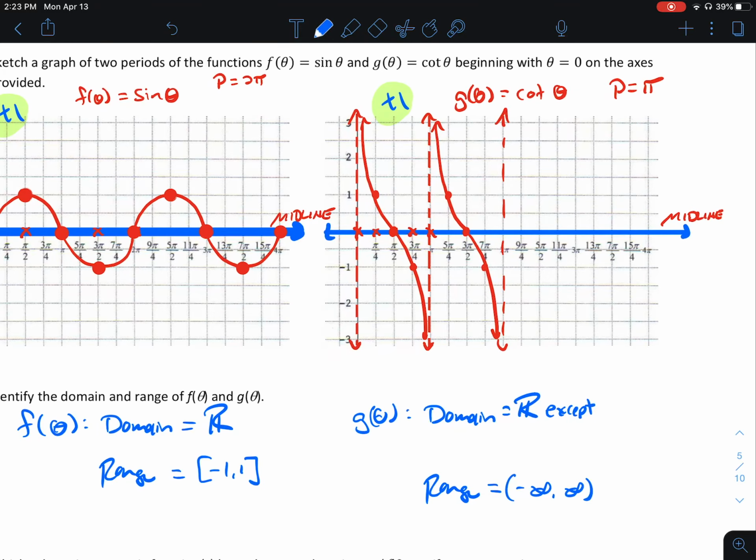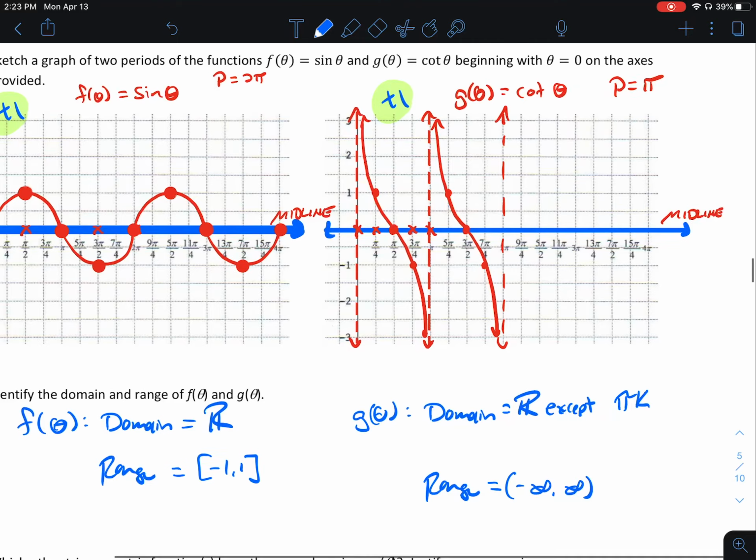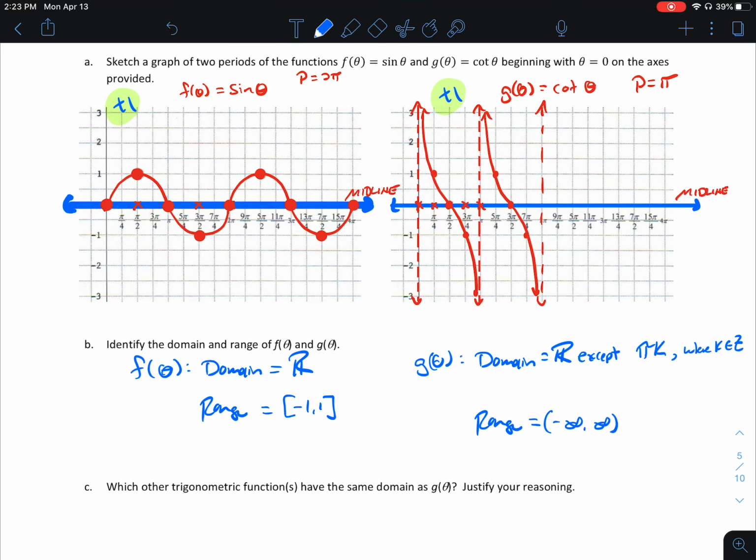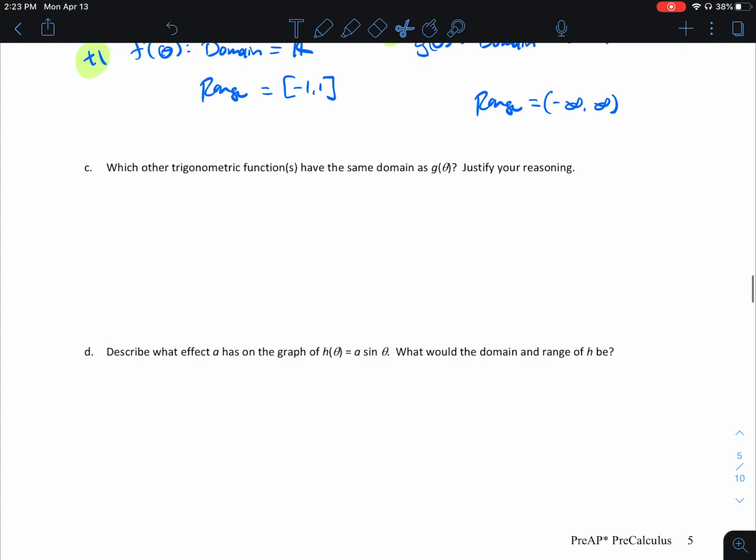And then they are pi apart. So it's 0 plus pi times k. And if you just add 0 to something, it doesn't change its value. So I'm going to say it's all real numbers except for pi k, and then say what k stands for, where k is an element of the integers. Points for this, you would get 1 point for getting the domain and range right for F, and you get 1 point for the domain and range correct for G.